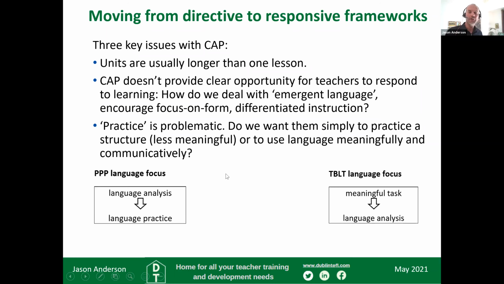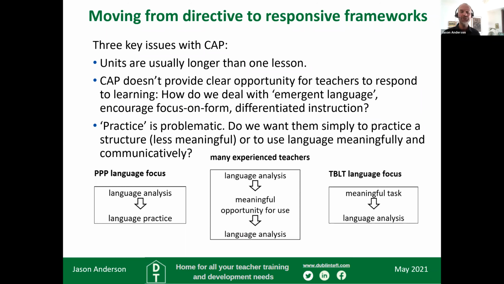So as a result of that, just a little reflection here. In PPP, you tend to start with language analysis followed by language practice. TBLT flipped that on its head. And when Jane Willis, for example, was introducing it in the late 1990s, a lot of the teachers she was working with were very surprised that she was suggesting that they should start with a meaningful task followed by a language focus, because for most of us, that seems to be the wrong way around. But in my experience, what many experienced teachers do is both. They start with a pre-task or pre-language use activity, focus on language. There's a meaningful opportunity for language use, and then there is often some kind of language analysis afterwards.